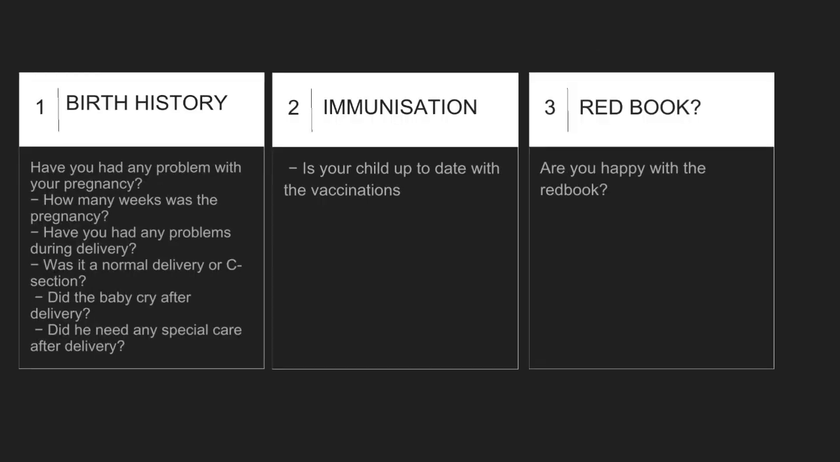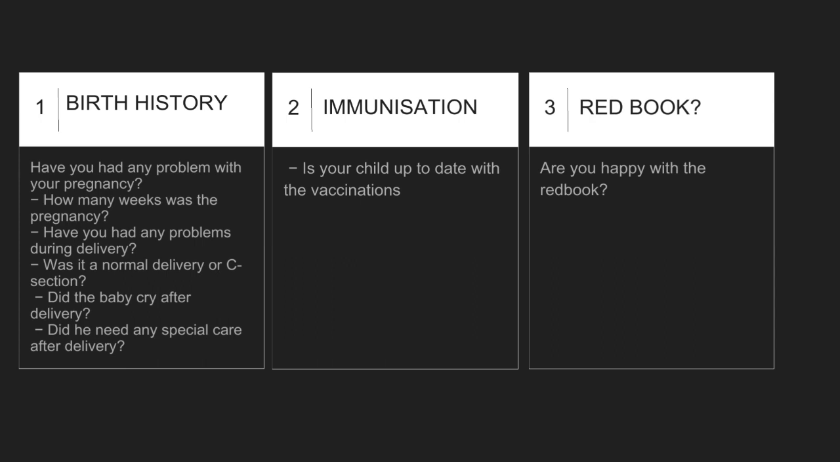Now, once we're done with the differentials, we are going to follow a mnemonic, which is BIRD and DDD. Okay, so just memorize this mnemonic. It will make it much easier for you to ask questions in a certain order and make sure that you're able to complete all the history questions that you have to ask. So, B stands for birth history.